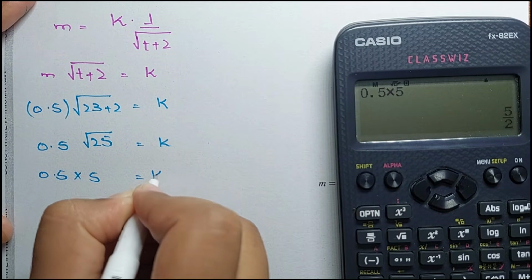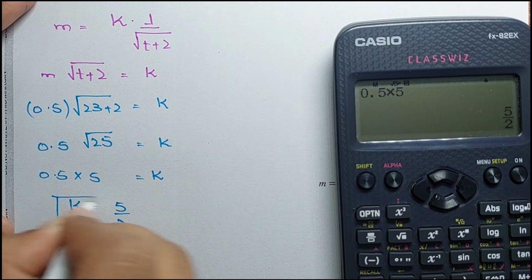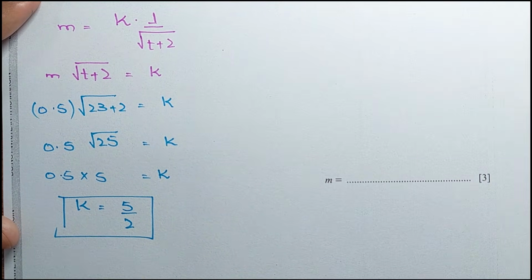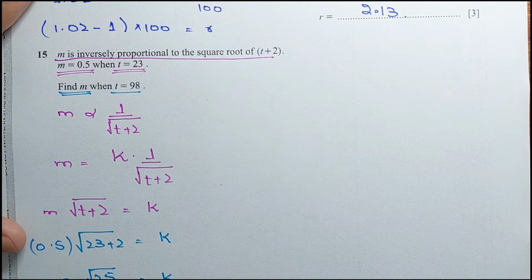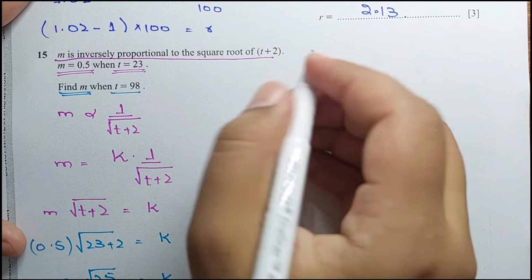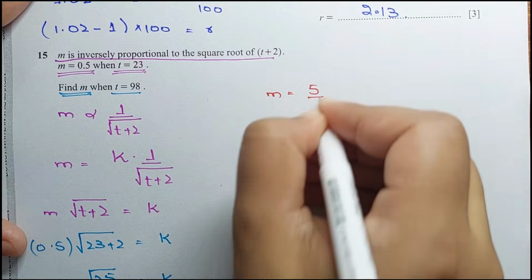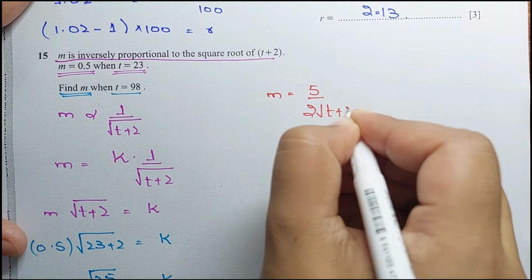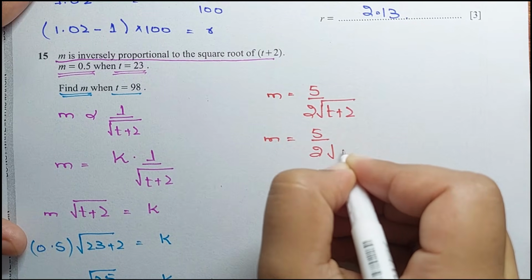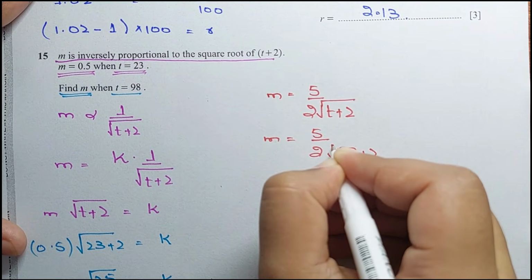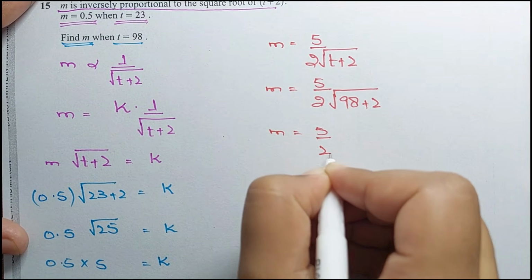The k value is 5 by 2, right? So now we have done with the k value. Now we need to find the m when t is 98. So m is equal to 5 by 2 square root of t plus 2. So m is equal to 5 by 2 root of 98 plus 2. 98 plus 2 is 100. 5 by 2 root.